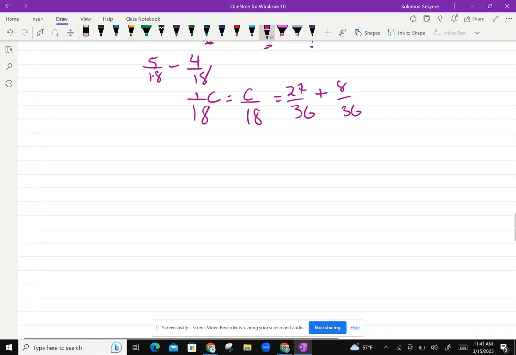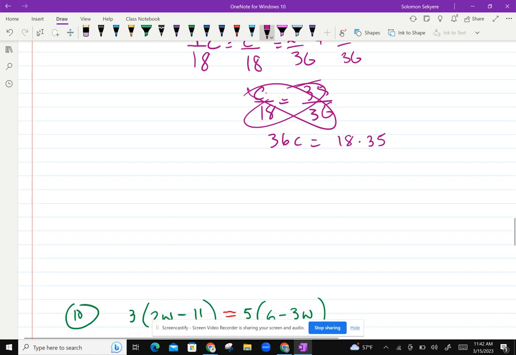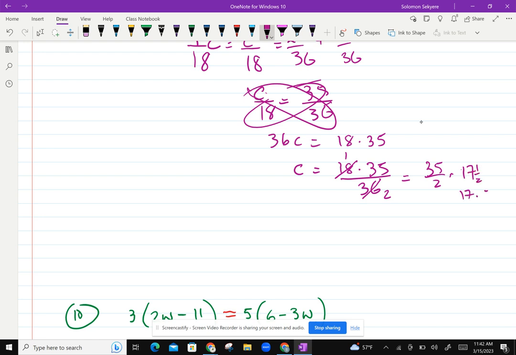What do I get? C over 18 is equal to 35 over 36. How do you solve this? I'm going to cross multiply. I say 36c is equal to 18 times 35. Right? And then my c is 18 times 35 divided by my 36. Okay, use a little bit of experience here. The 18 goes here 1, 18 goes here 2. So what's my answer? 35 over 2, which is also 17 and a half or 17.5.